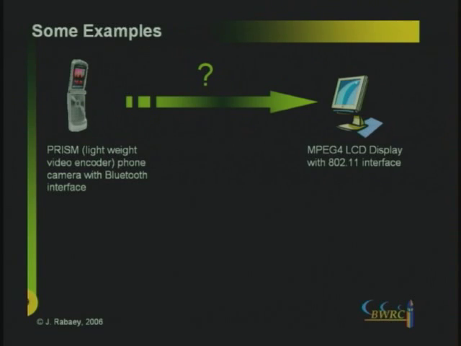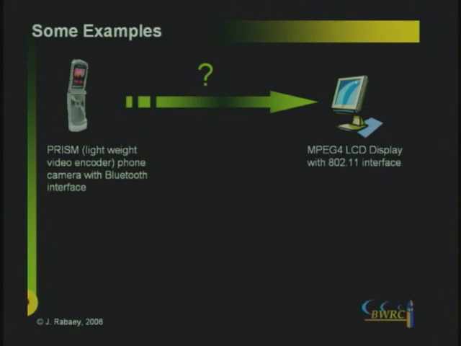So let me show you a very simple example. I would like to have my cell phone, which has a Bluetooth. Most cell phones come with a Bluetooth these days, so I have a wireless link in there. I make a picture with it. I would like to transmit it to a wireless display that has an 802.11 interface. Most probably, there's a good chance that the media encoders or decoders that I have are going to be different.